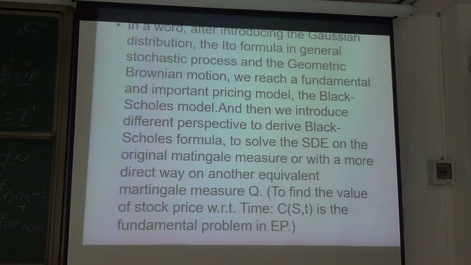In a word, after introducing the Gaussian distribution and Ito formula in general stochastic processes and geometric Brownian motion, we reach a fundamental and important pricing model, the Black-Scholes model. And then we introduce different perspectives to derive the Black-Scholes model: to solve the stochastic differential equations under the original measure, or in a more direct way under another equivalent martingale measure Q, to find the value of the stock price with respect to time. F(S,T) is the fundamental problem in econophysics.